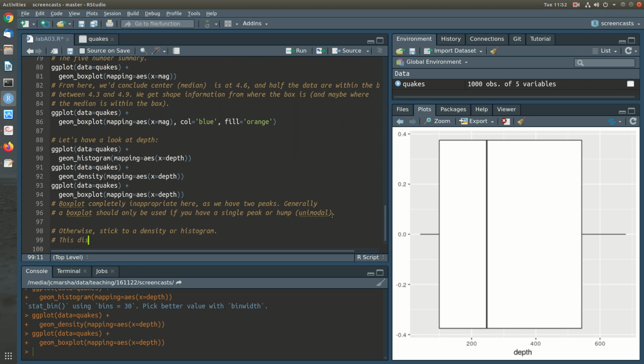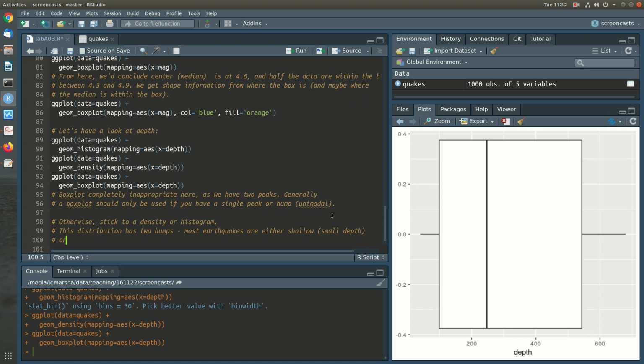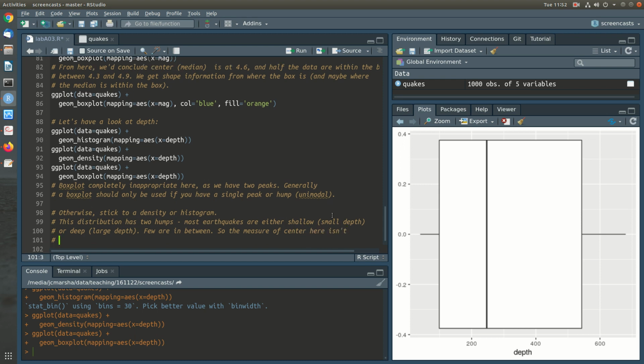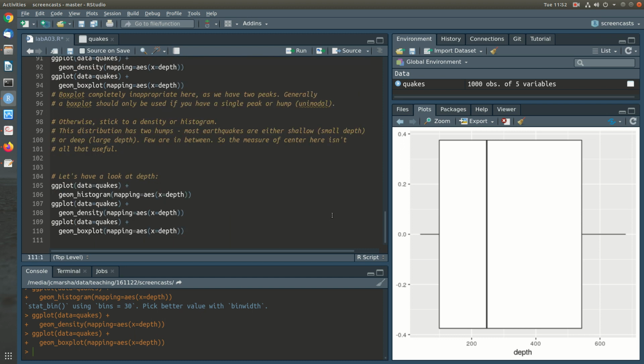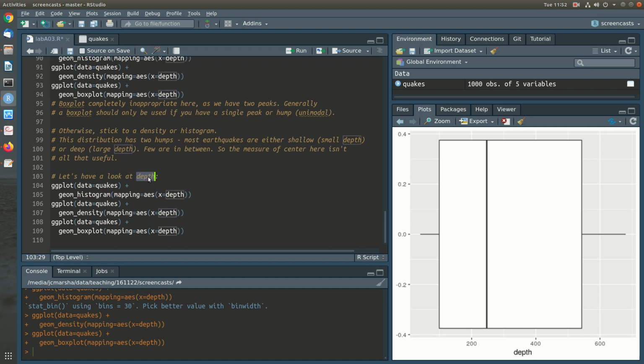So this distribution has 2 humps. Most earthquakes are either shallow, small depth, or deep, large depth. Few are in between. So this measure of center here isn't that useful. Okay, well, what about magnitude? What about stations?